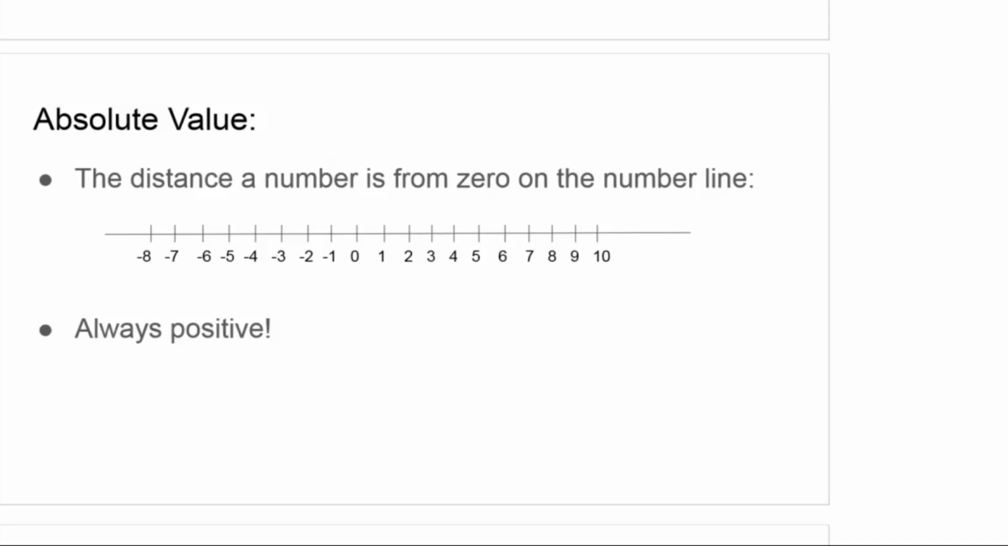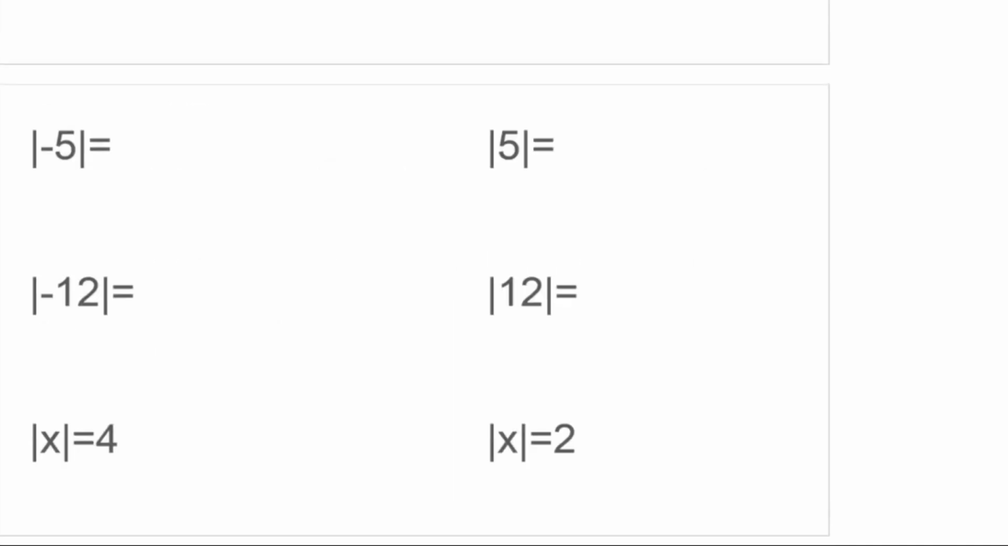Now let's look at a few examples. Here are some examples of absolute value. I'll just go through these pretty quickly just to show what absolute value does or what it means. So the first one, the absolute value of -5 would just be 5. It just comes out positive. The absolute value of +5, going to the right side now, would be 5.